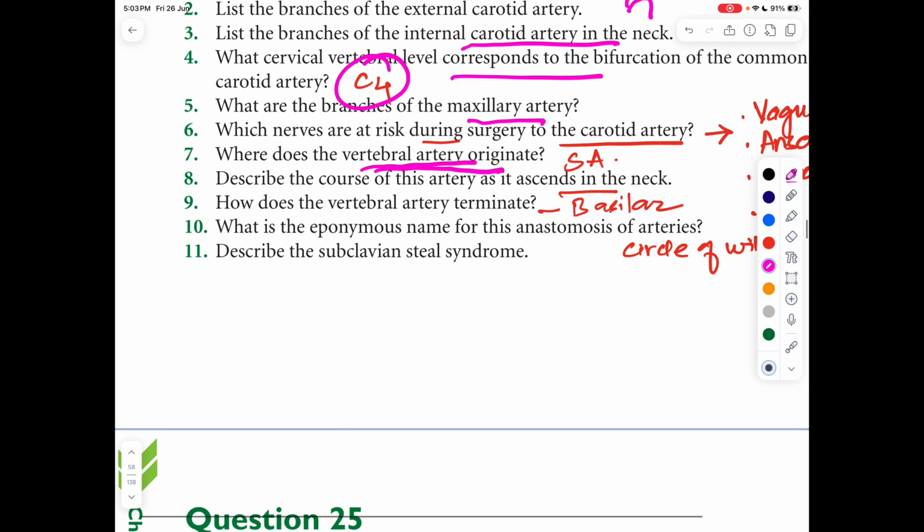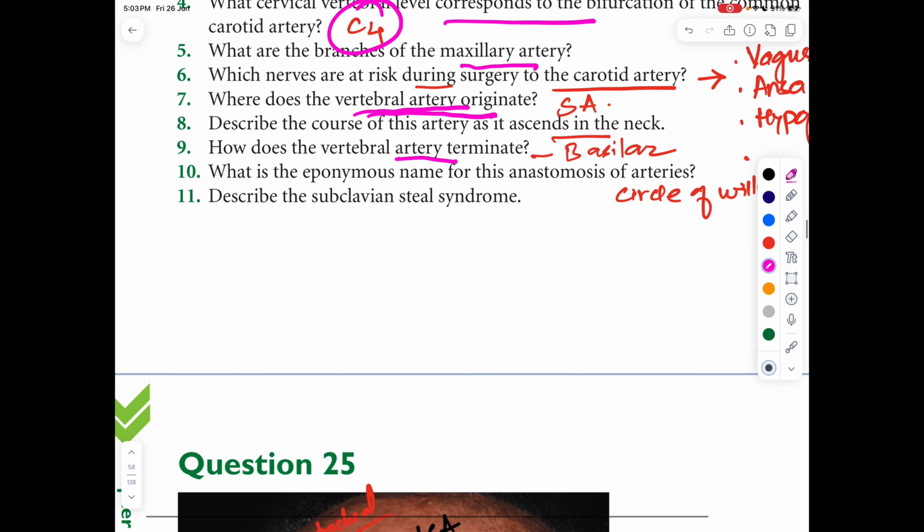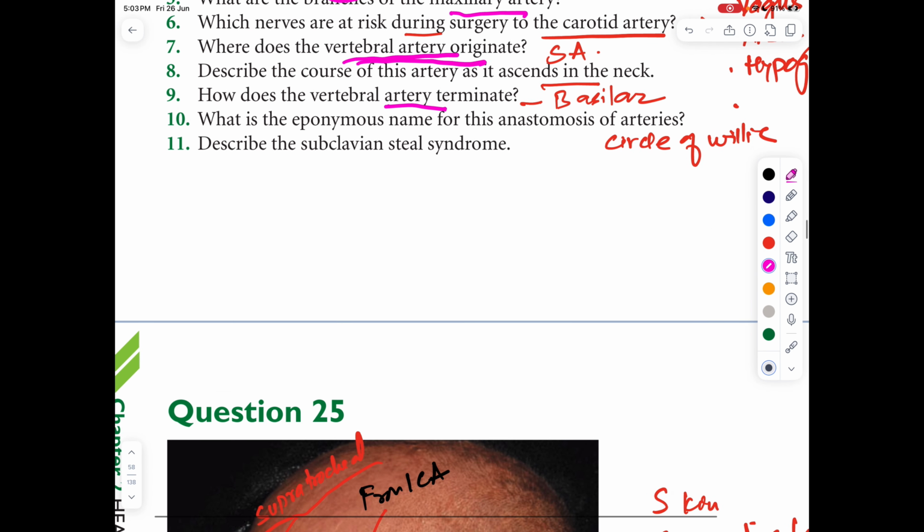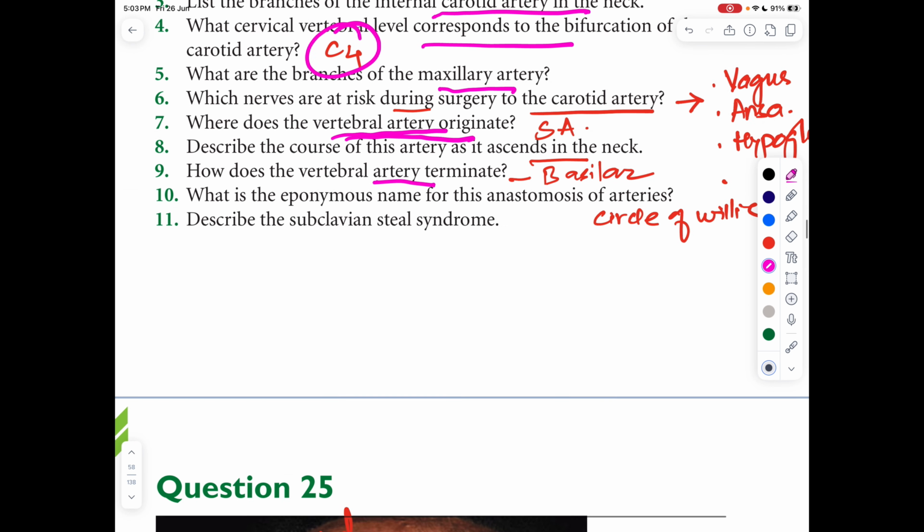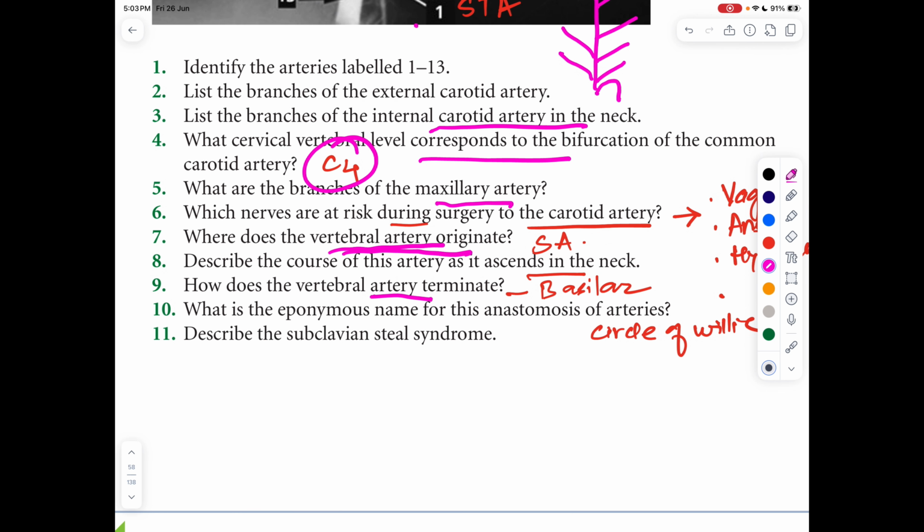How does the vertebral artery terminate? They join each other to form the basilar artery, an anastomosis of the arteries, the circle of Willis. Subclavian steal syndrome happens whenever there is obstruction to the flow before the origin of the vertebral artery. Subclavian steal is found as an initial finding. In 2% of the cases, the patient gets a syncopal attack because the blood flow from the brain is stolen towards the arm.